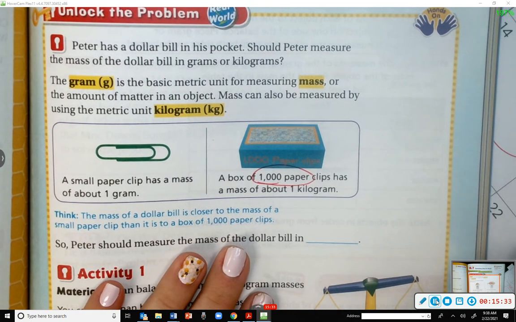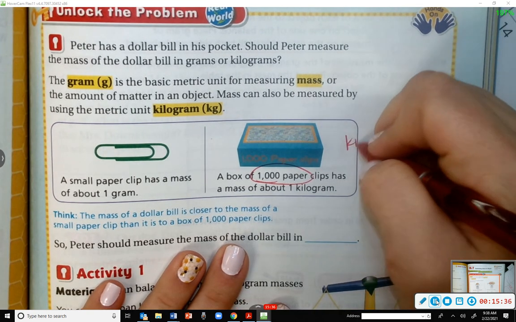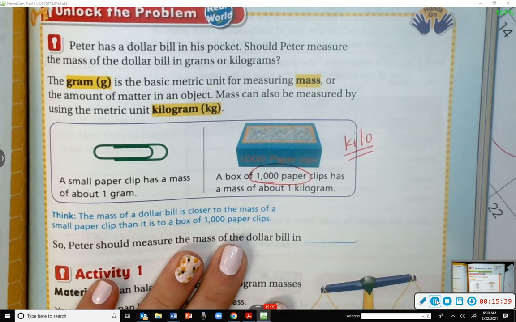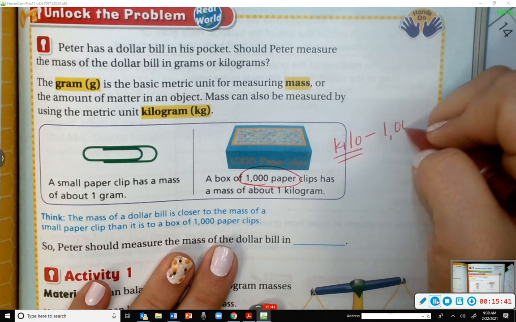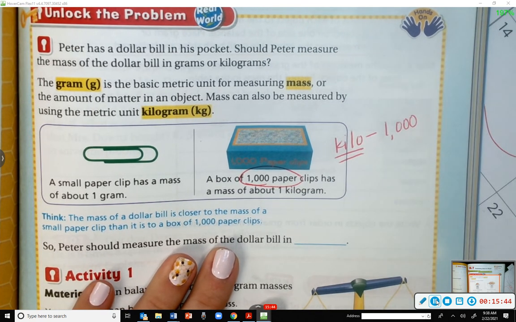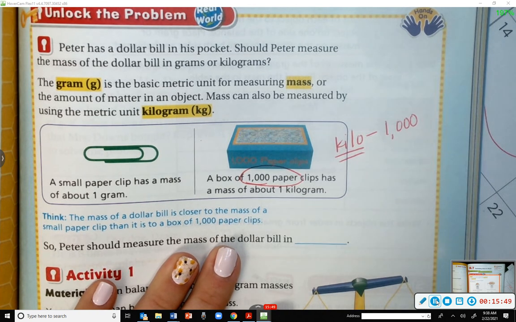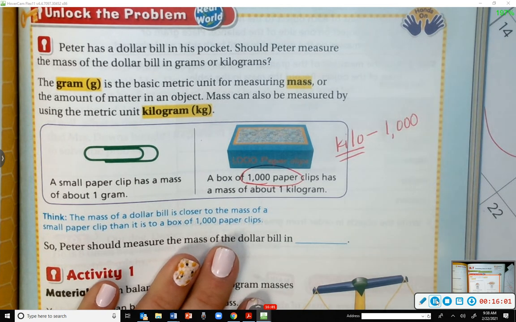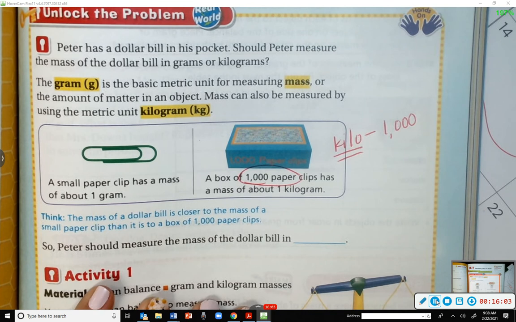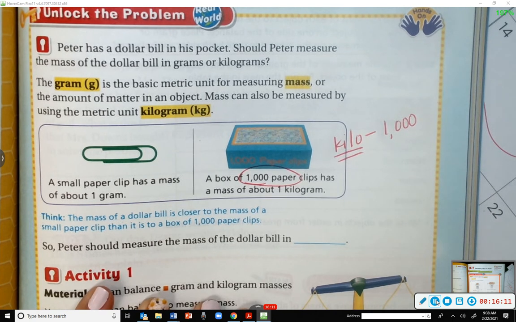Remember I told you guys last week or 2 weeks ago that kilo, that first part of gram, means 1,000. So if you hear kilowatts or kilograms, kiloliters, kilometers, that kilo, K-I-L-O, means 1,000. A kilogram means 1,000 grams. Kilometer means 1,000 meters. That's why it's like 1,000 K at the end. Yes. Well, 1K would be 1,000. K just stands for 1,000.